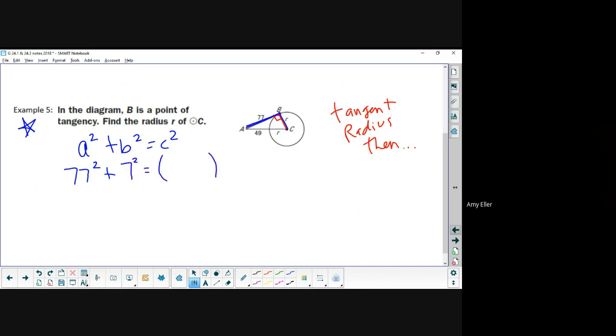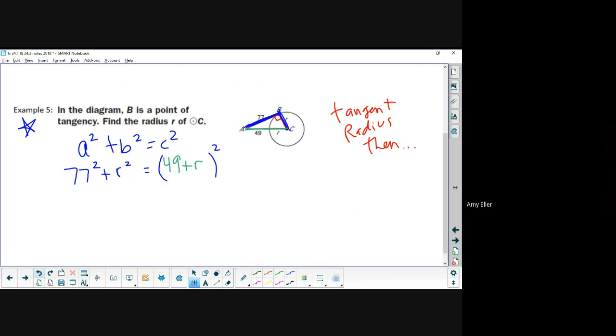Now, be careful with C. Look at your hypotenuse. It's 49 and R together. Again, here's 77. R is one side. The last side is this, 49 and R. So you need to write 49 plus R. Let's deal with the left side, the easier side. Sorry, this is 77. This is R. I don't know why I put 7.